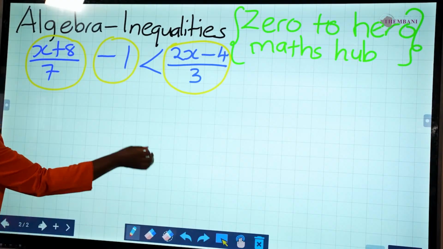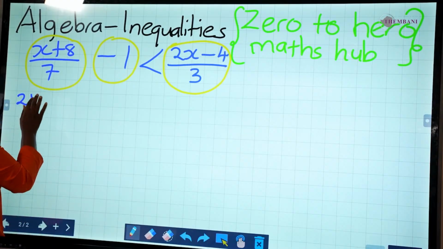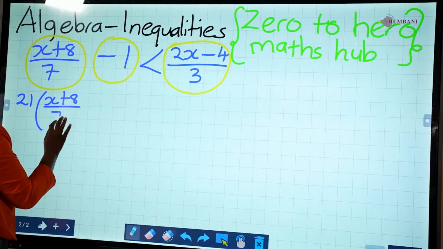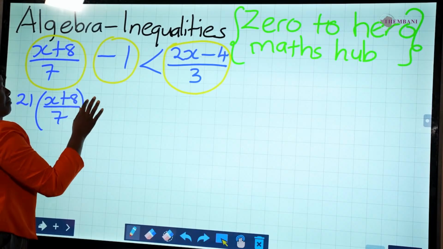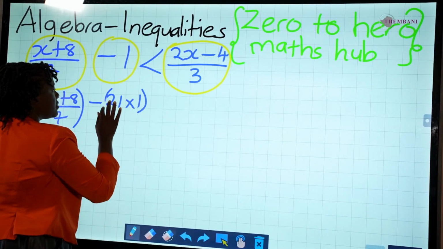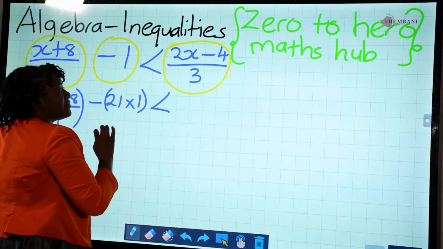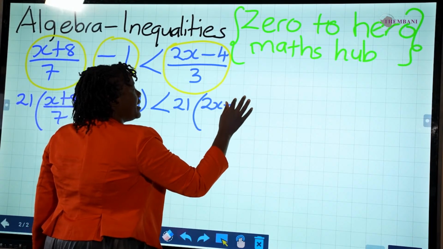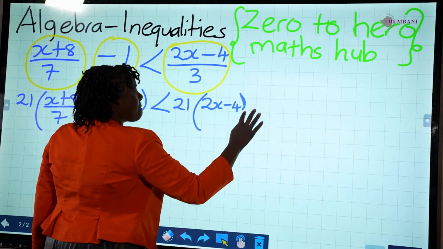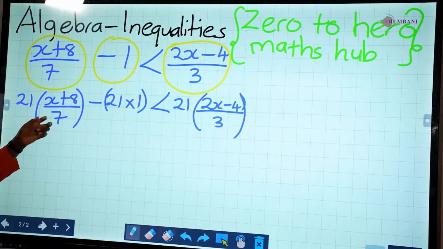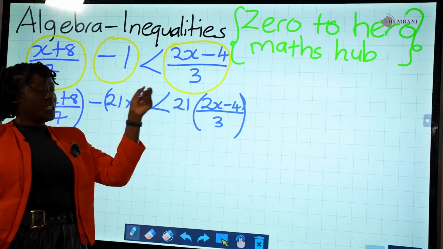So I'm saying 21(x + 8)/7 - 21 × 1 < 21(2x - 4)/3. So I'm dividing this denominator into this numerator. Also, I'm dividing this denominator into this numerator.